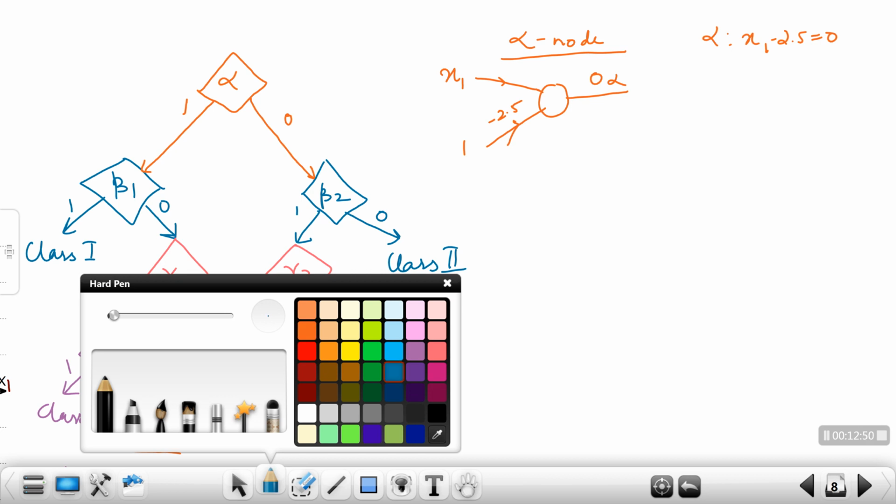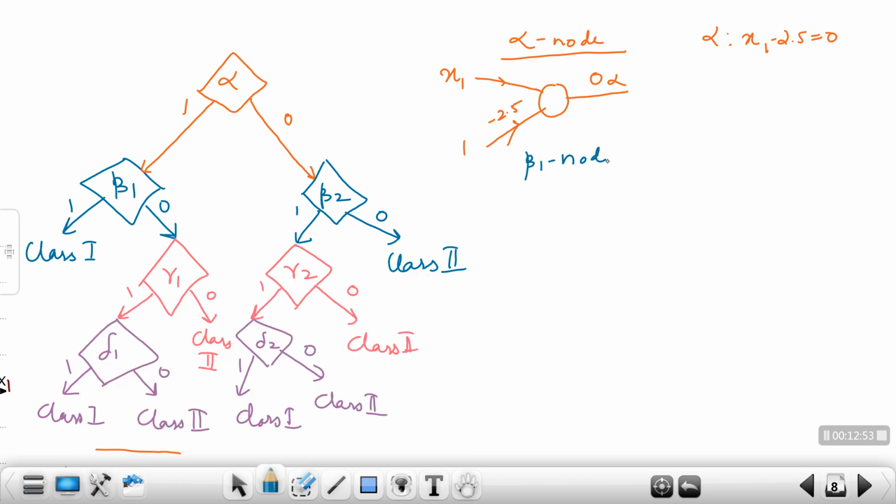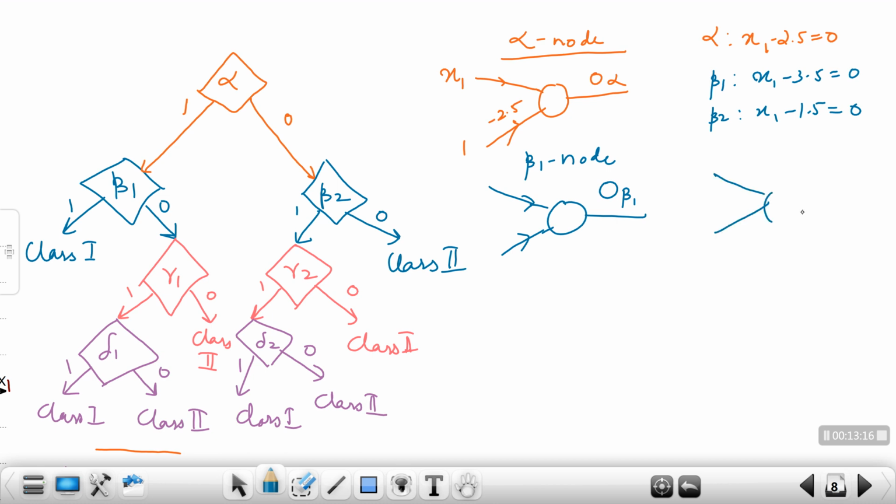Then I get beta 1 and beta 2. So the beta 1 node, what is the beta 1 equation? Beta 1 equation is x1 minus 3.5 is equal to 0. And beta 2 equation is x1 minus 1.5 is equal to 0. So I can draw the nodes, that is beta 1 node and beta 2 node. For this one the weight is this, and here the weight is minus 3.5.